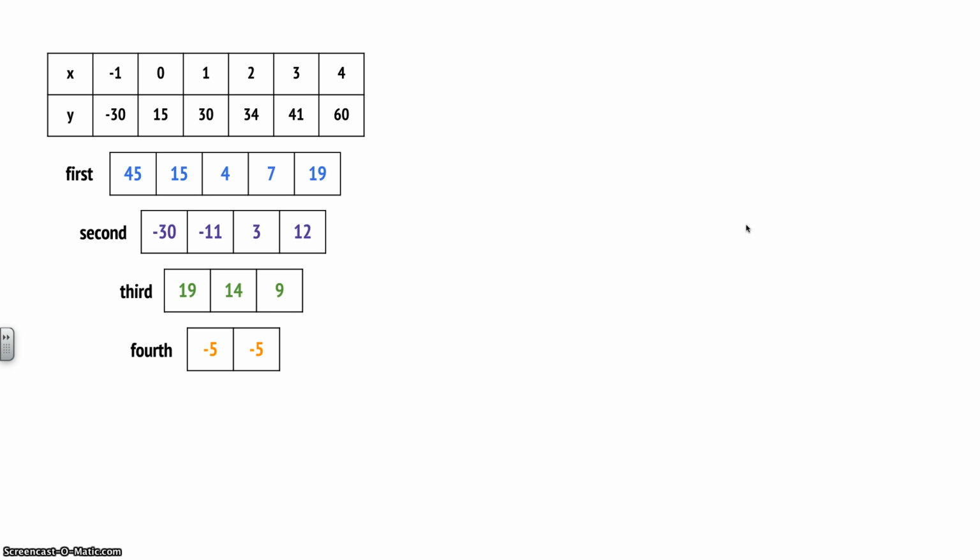Here's an example of finite differences. We took 15, subtracted negative 30. 30 subtracted 15. 34 subtracted 30, and so on. We did it the first go-round. We did it the second go-round. We did it until we got a constant value where it was always the same. And then that told us what kind of function we had. Okay?